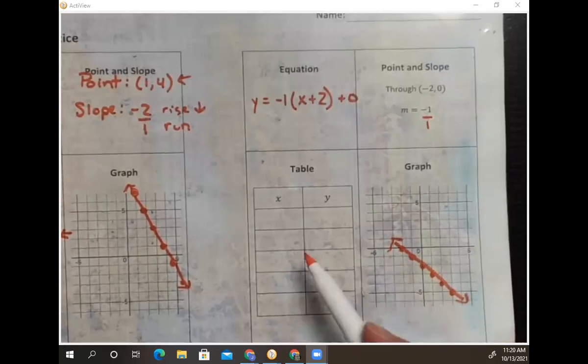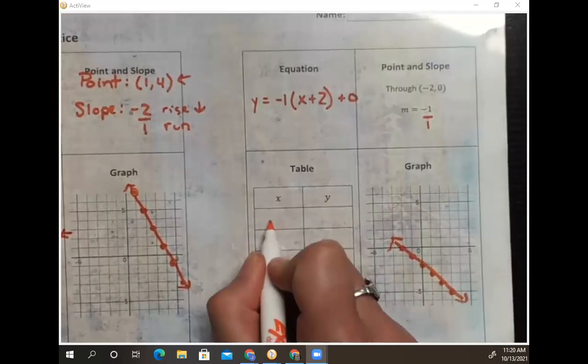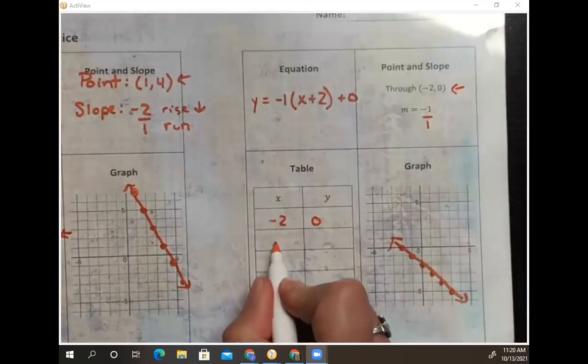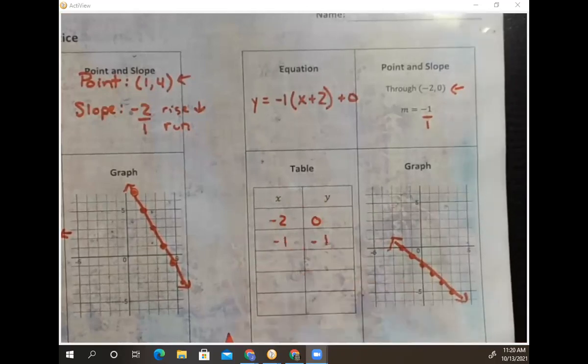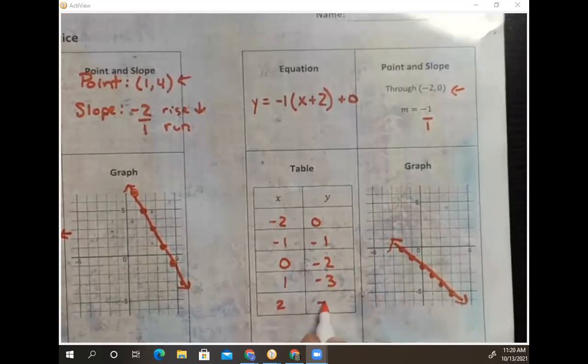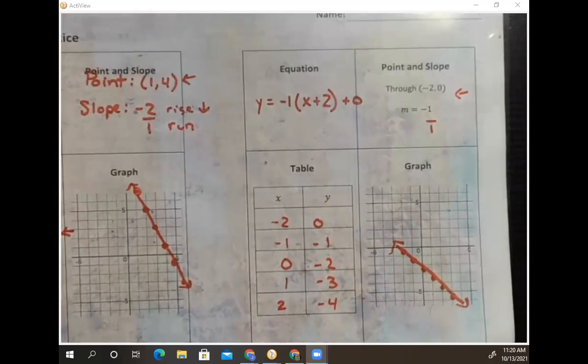I'm going to go ahead and throw some of these points into my table. So I've got the point -2, 0, which they gave me. I've got -1, -1. I've got 0, -2, 1, -3, 2, -4. Questions on that one?